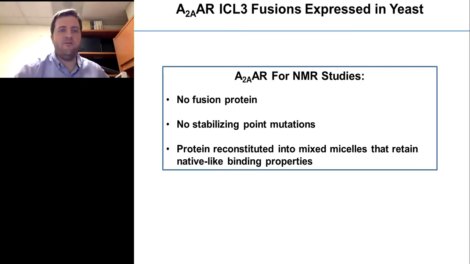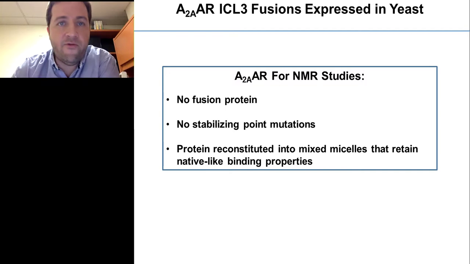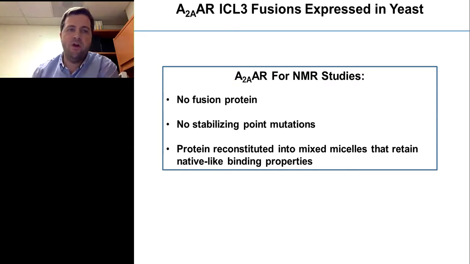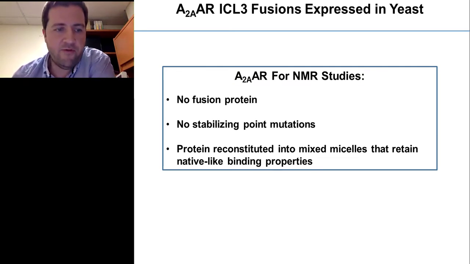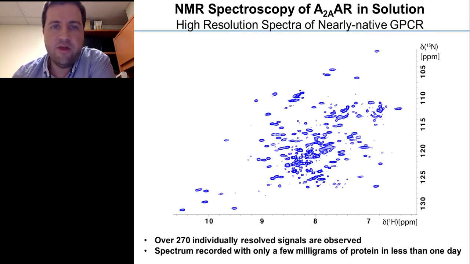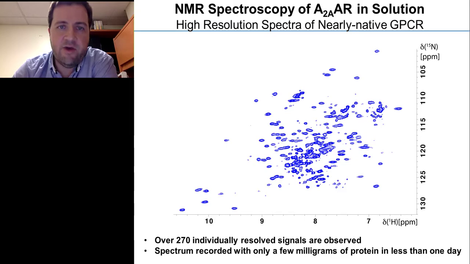Now, importantly for NMR studies, we did not use a fusion protein. There were no stabilizing point mutations introduced in the receptor. The protein is reconstituted into mixed micelles containing cholesterol hemisuccinate that retain native-like binding properties as demonstrated by radioligand binding assays. Now, after much optimization of a number of different conditions used for expressing the protein as well as for obtaining NMR data, we were able to obtain very high resolution solution NMR data for the adenosine A2A receptor.